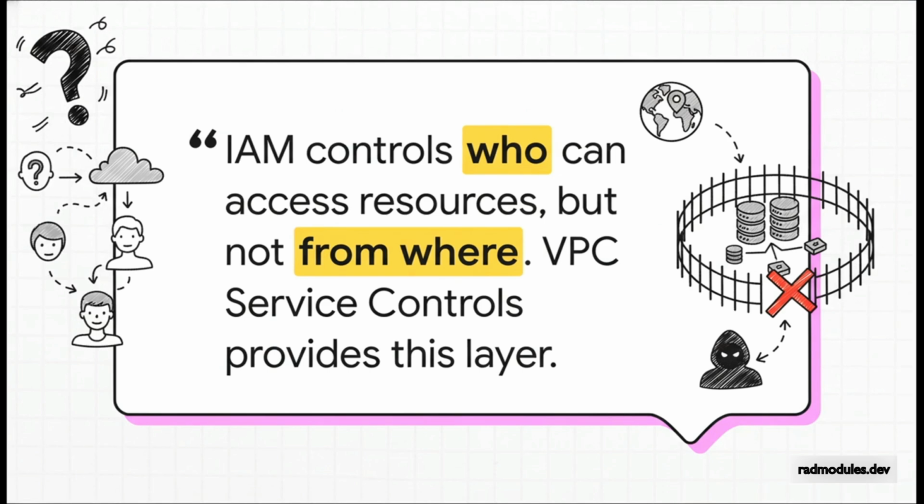Okay, everyone pay close attention here, because this is a concept you absolutely have to nail for the exam. It's a bit tricky. IAM controls who can access your resources. VPC Service Controls, on the other hand, dictates from where they can access them. A hacker might steal credentials, that solves the who problem for them, but VPC Service Controls will still slam the door shut if they're trying to access it from outside your trusted network.